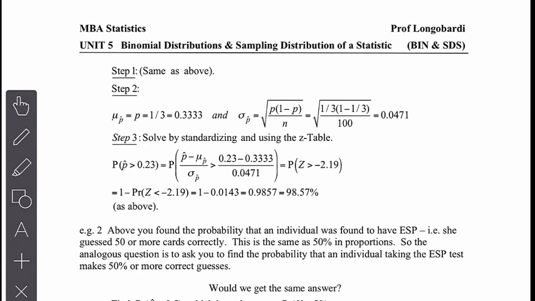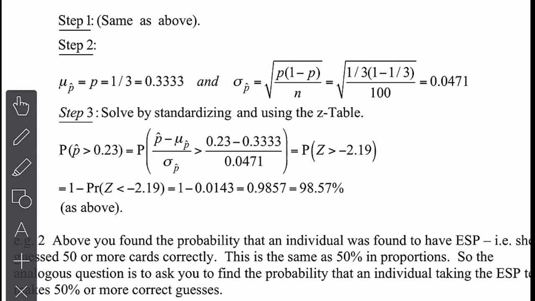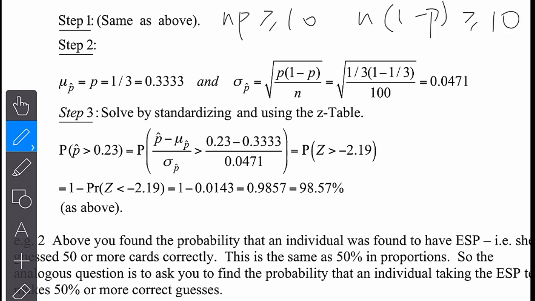These are the steps that I've laid out here. Step 1, as above. It means you need to check, and we did it before, that n times p is greater than or equal to 10, and n times 1 minus p is greater than or equal to 10. So that's step 1, and it works in this problem. The next step is derive the mean and standard deviation for the proportion. Now we're going to use these new formulas.